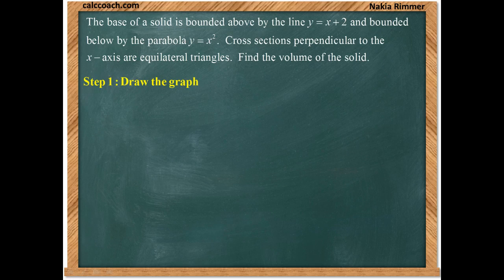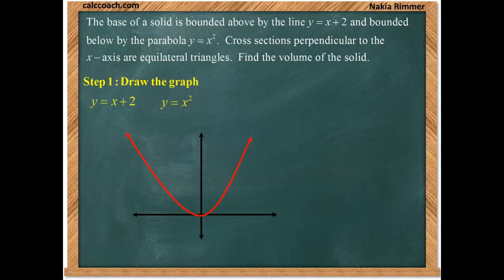First step is to draw the graph. So we have a line y equals x plus 2 and a parabola y equals x squared. That's not that bad. It's a sketch. It's not exact. It's not symmetric. But anyway, that's y equals x squared. Now, y equals x plus 2 will be a line with a slope of 1 and a y-intercept of 2. The line will intersect the graph twice.